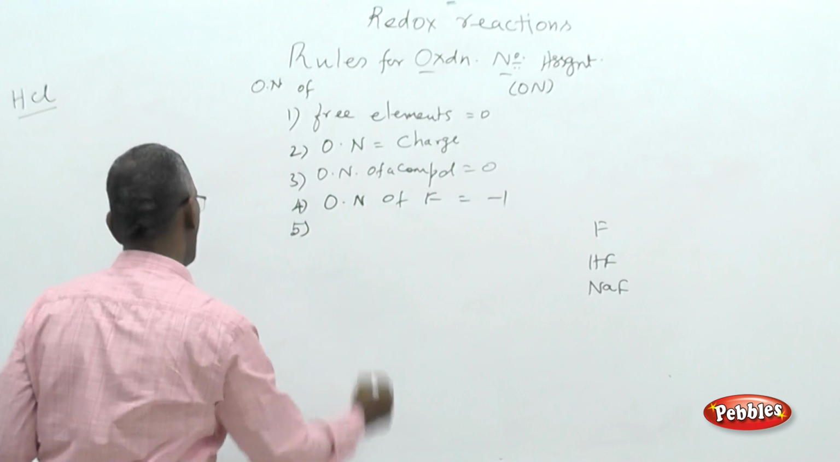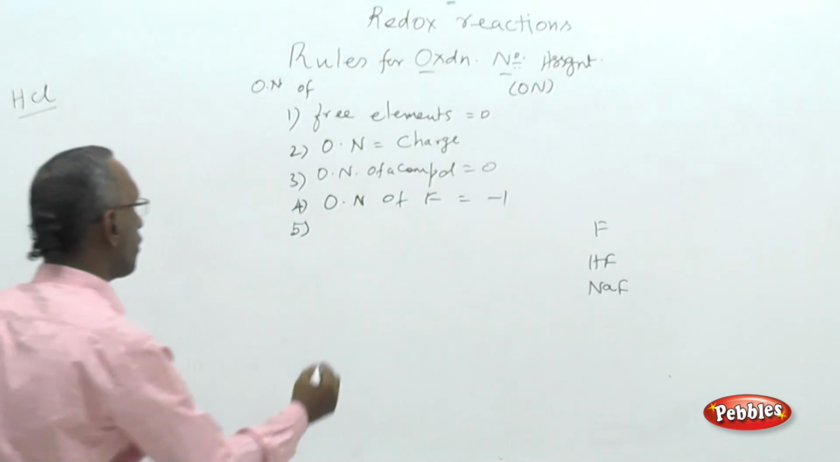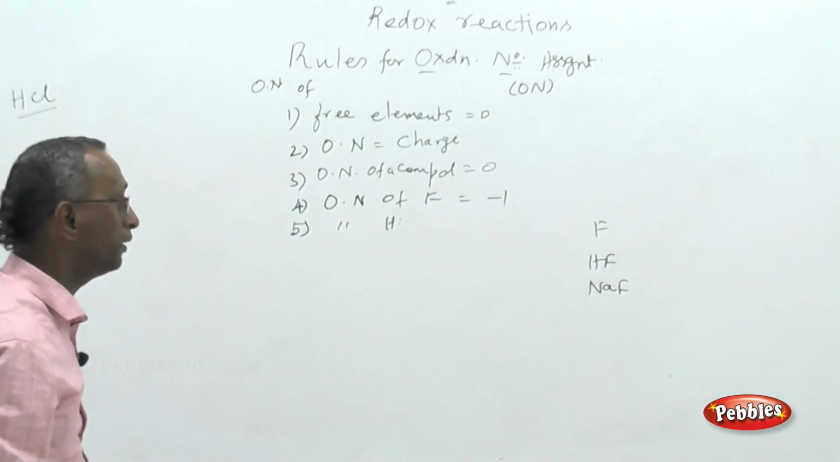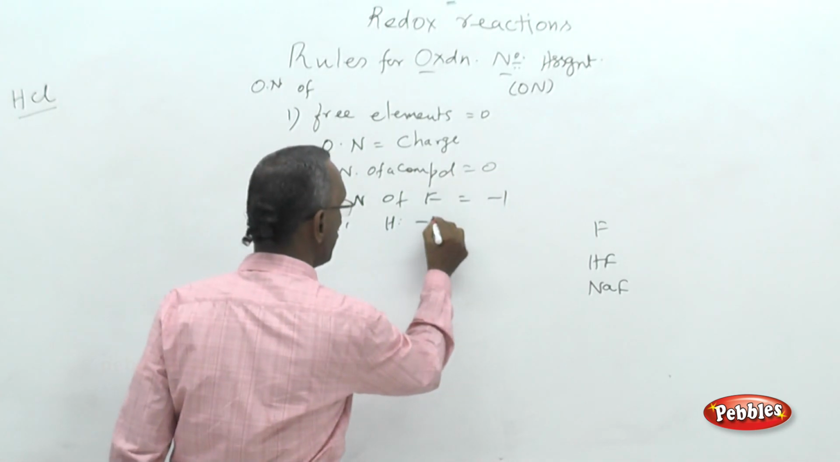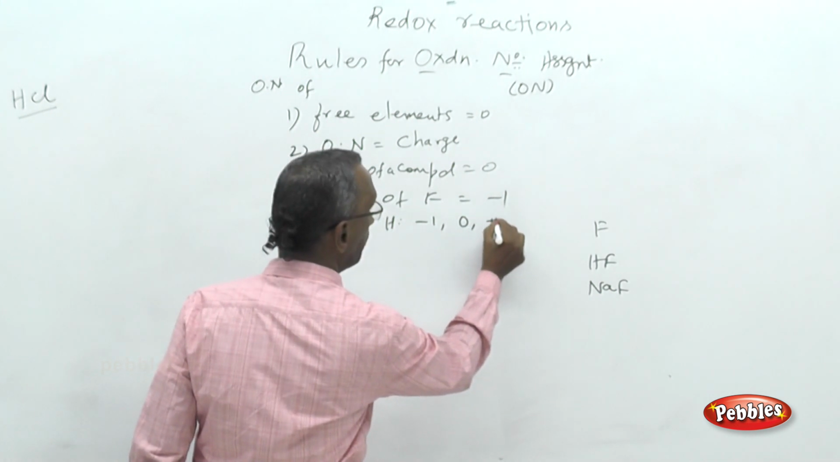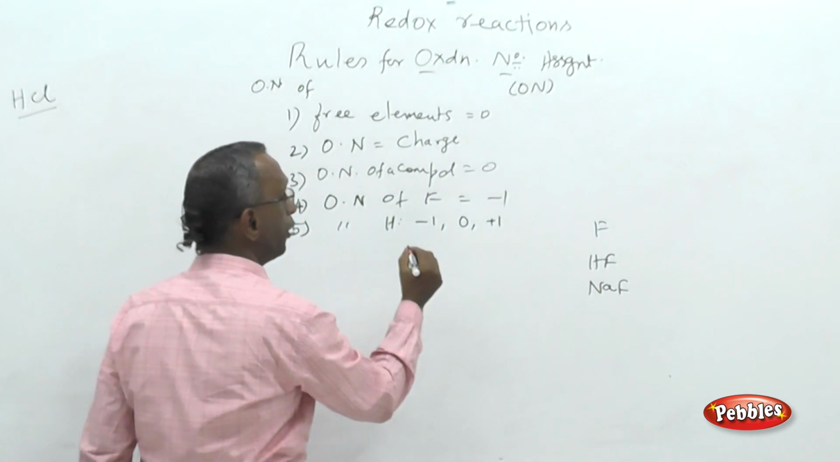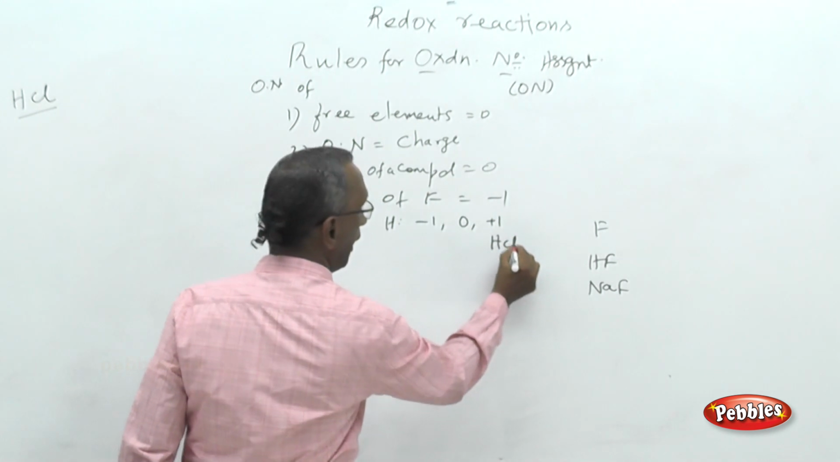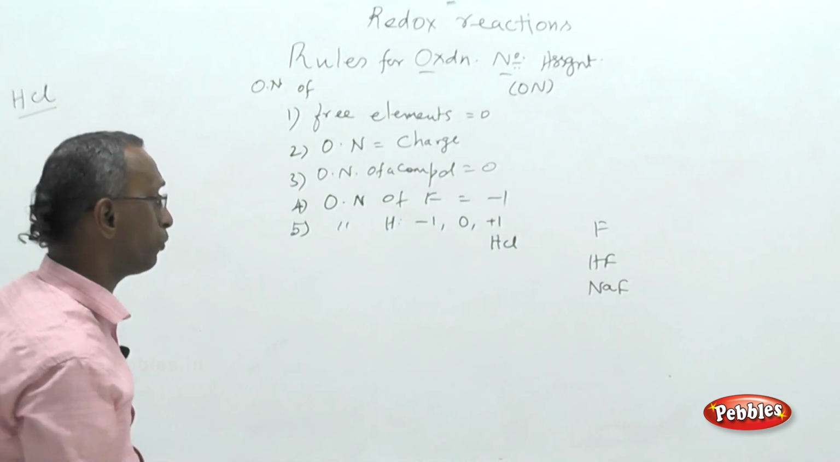Next point is about the oxidation number of hydrogen. We have already discussed it, and we are revising. Hydrogen can take an oxidation state of -1, 0 or +1 depending upon the compound. We have also seen examples. In HCl, hydrogen shows the oxidation state of +1.